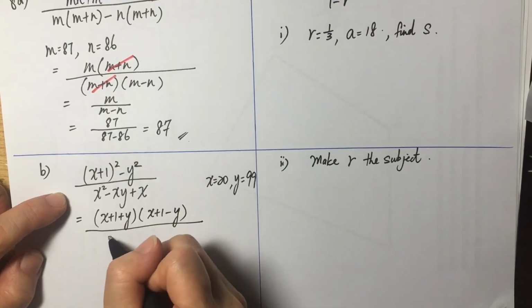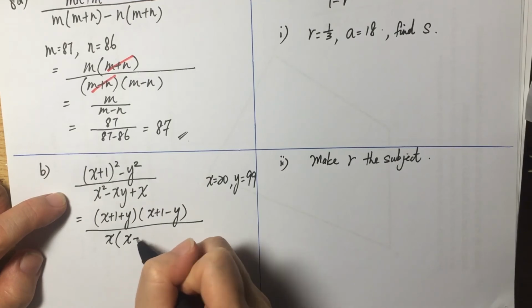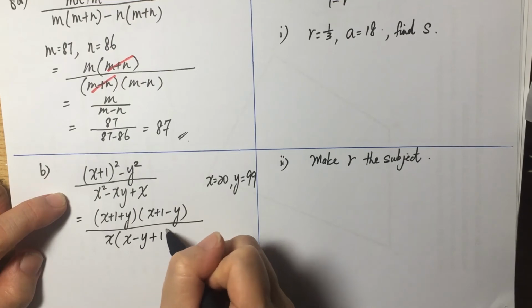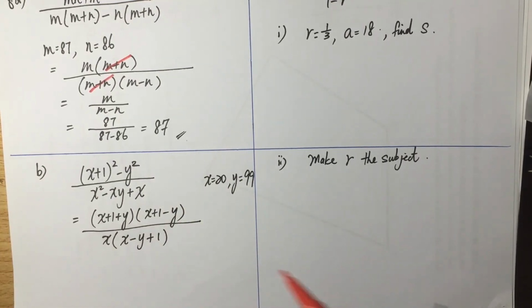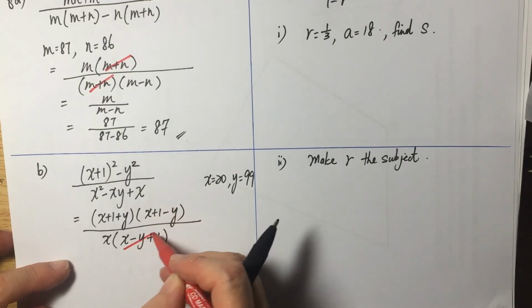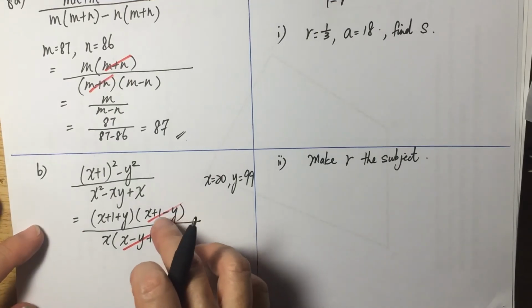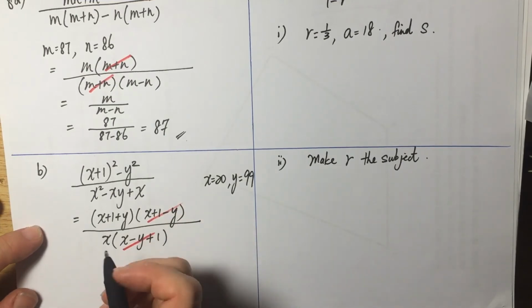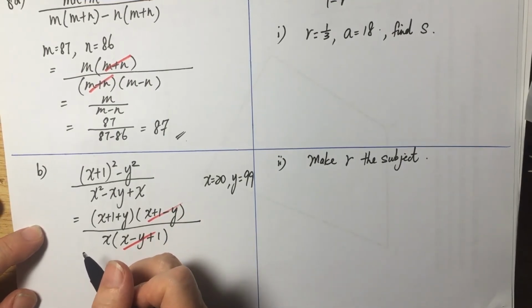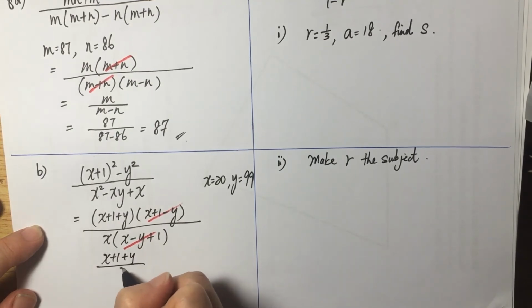And for the denominator, can you see that x is a common factor? So I take x out, I'll have x minus y plus 1. Can you see this? x minus y plus 1, x minus y plus 1. So if I divide numerator and denominator by the same value, I'm going to cancel this, so 1 here. So now my answer is actually x plus 1 plus y divided by x.